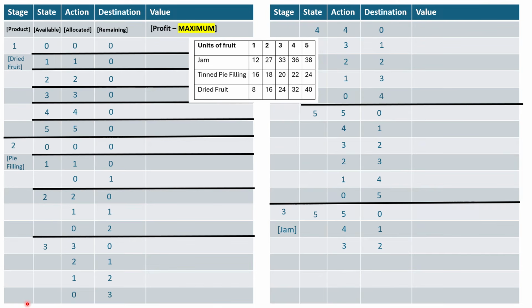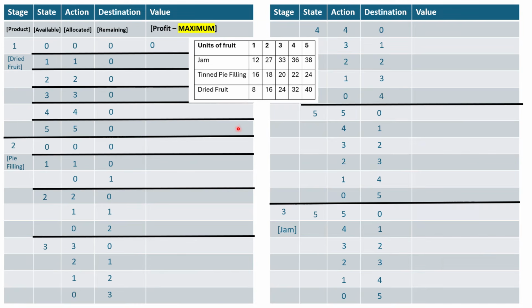So when we get into stage 2, this is always the trickier one because there's so much going on in stage 2 when we're doing allocation of resources. So the first option is 0, 0, 0. So if you don't allocate anything to pie fillings, there's going to be nothing. But we also need to think about the destination here, which is 0, which links to this line here. So effectively I get a 0 plus a 0, which is a 0. This is optimal because that is the only thing that's happening at that state.